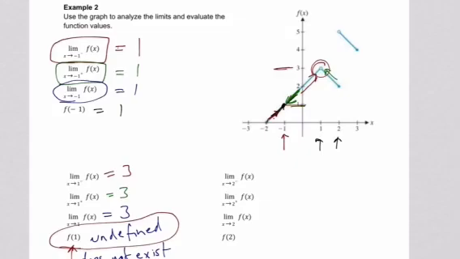So now at 2, we have something a little bit different happening. So at 2, when we approach x equals 2 from the left, the value of the function is getting closer and closer to 2. And so the value of this limit is 2. As we approach from the right, the value of the function is getting closer and closer to 5. And so the two-sided limit does not exist.